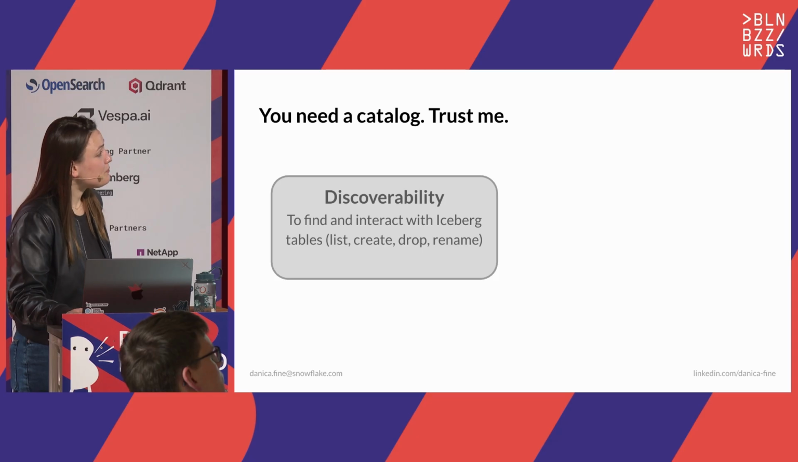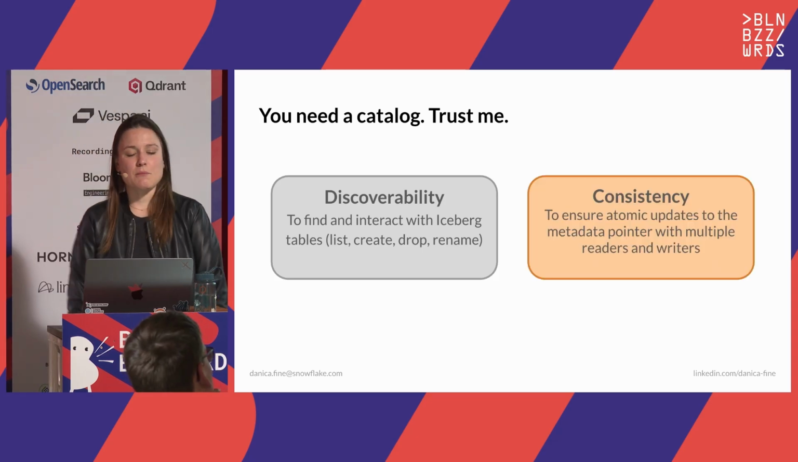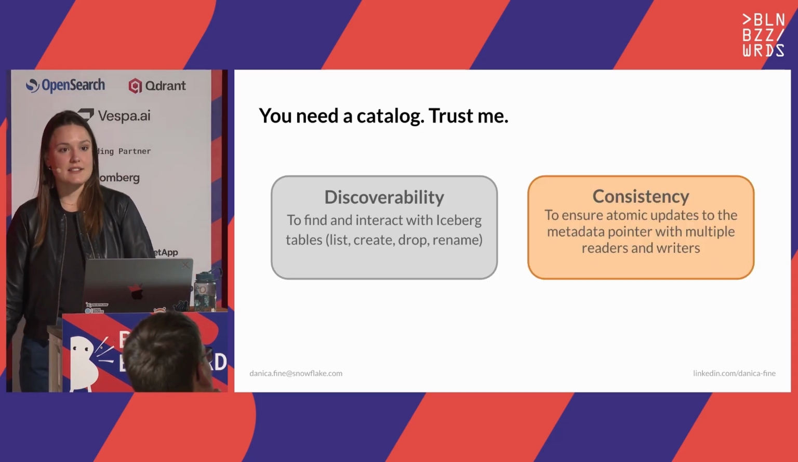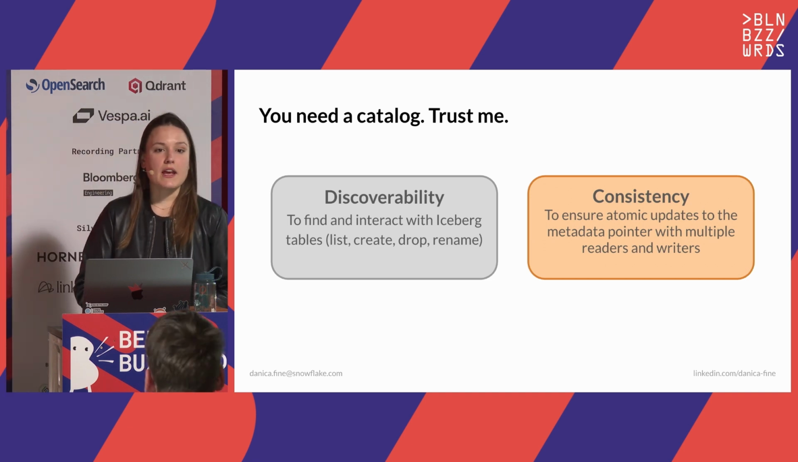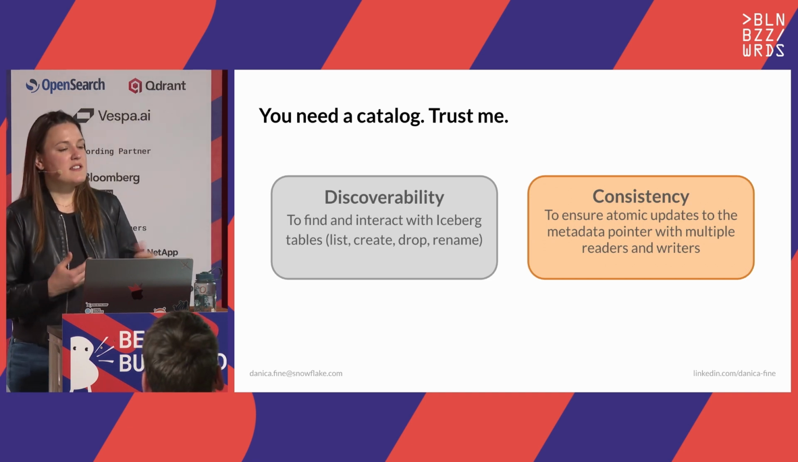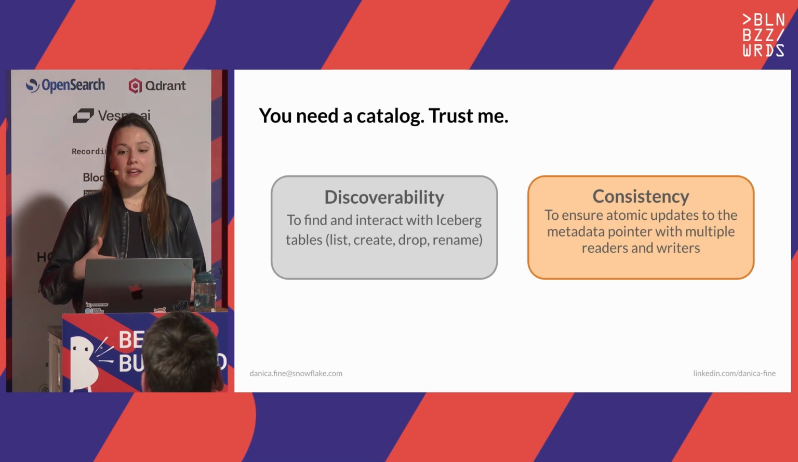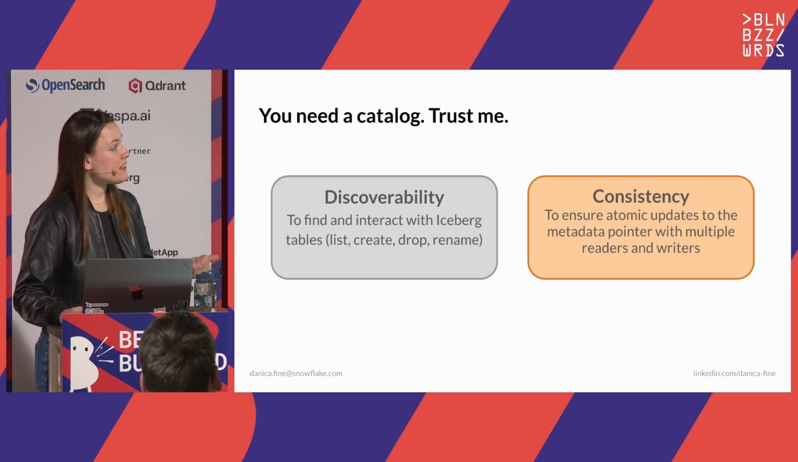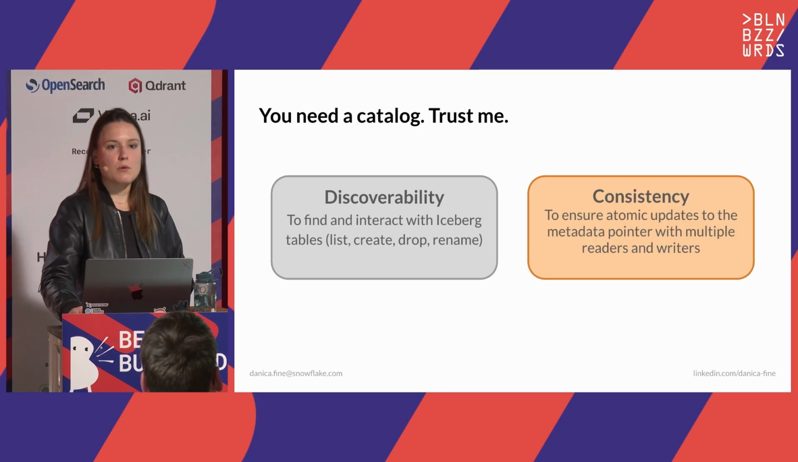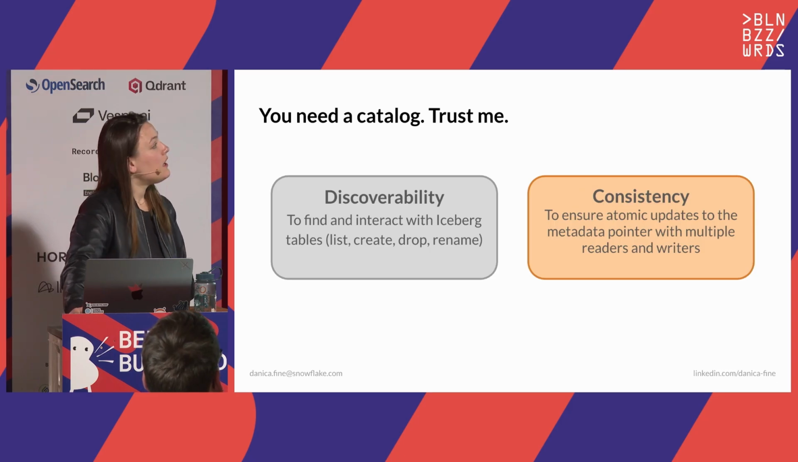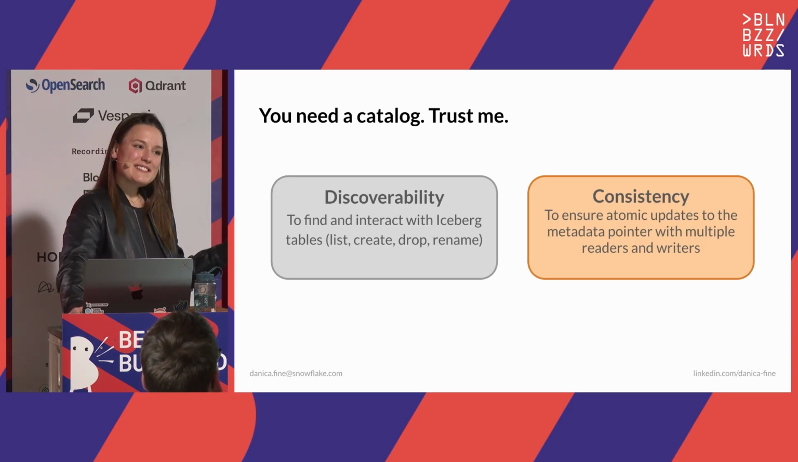And then the most important piece, I think, is to help us maintain consistency. When multiple engines are reading and writing, interacting with a table, someone needs to coordinate how we update that metadata pointer when we're adding new rows to the table or changing it. And the catalog is going to do that with atomic compare and swap operations. So yes, you need a catalog. It's important.